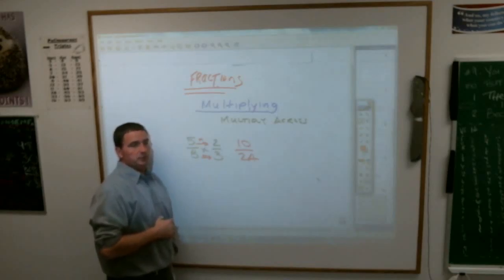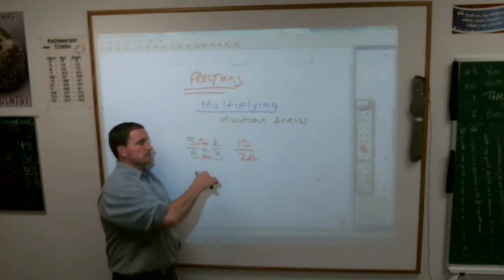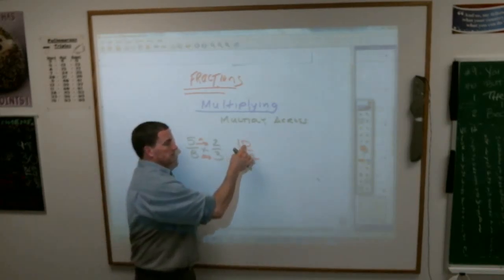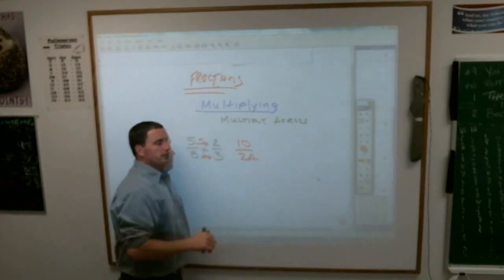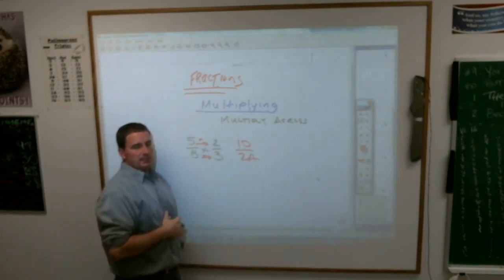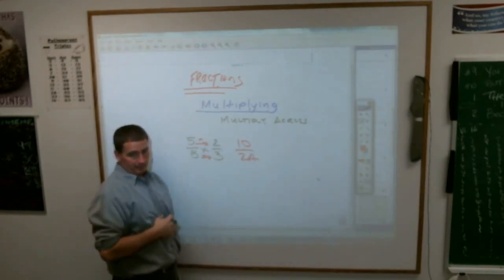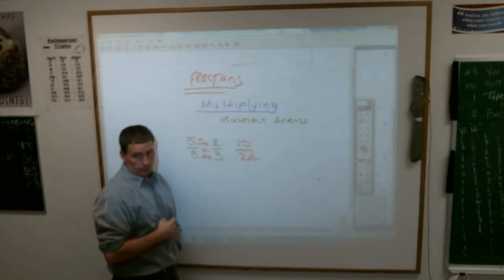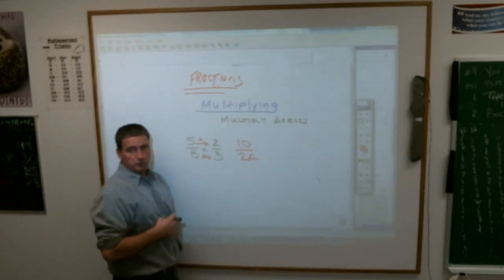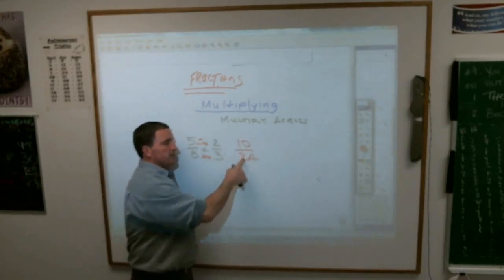Anybody remember how we reduce fractions, Elijah? Divide by a number. Right, you look at both 10 and 24 and say what common factor do they have? What number goes into both of those? In which case, Jules, you would say what? 10. 10 does not go into 24. What number can you divide both 10 and 24 by?